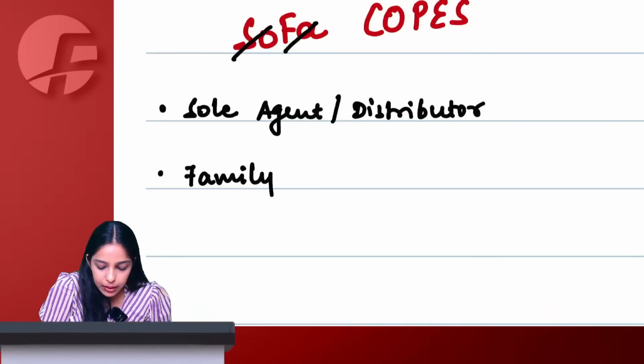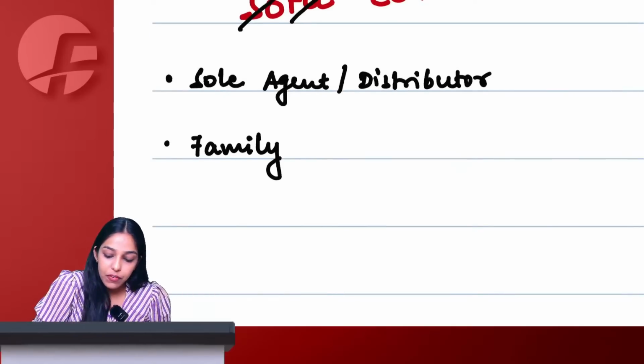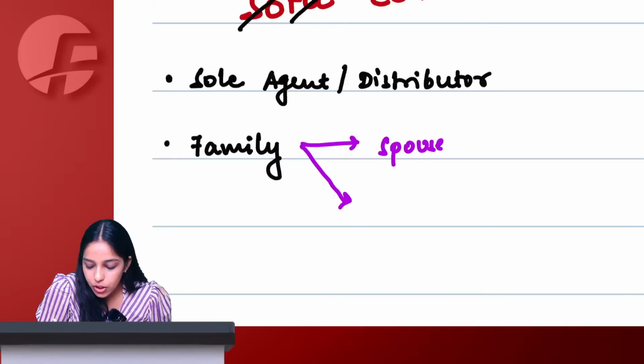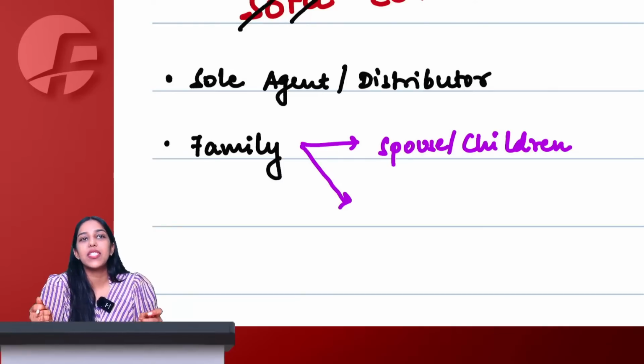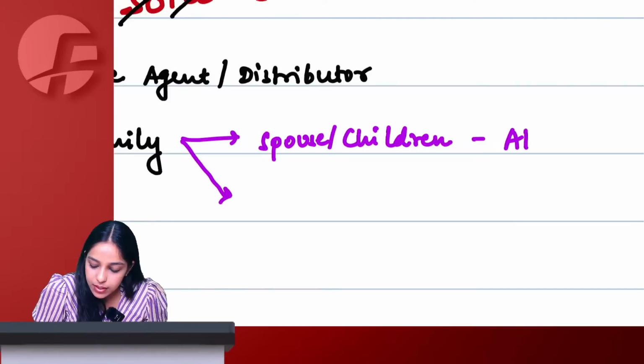FA means family. Now the family under GST is extremely simple and sorted. Family says that your spouse and your children, including step children also, and there is no concept of step spouse, of course. So spouse and children are always relatives.